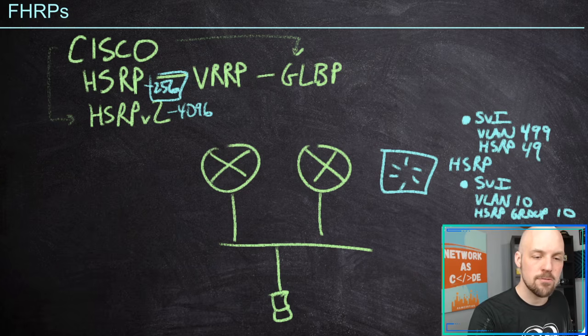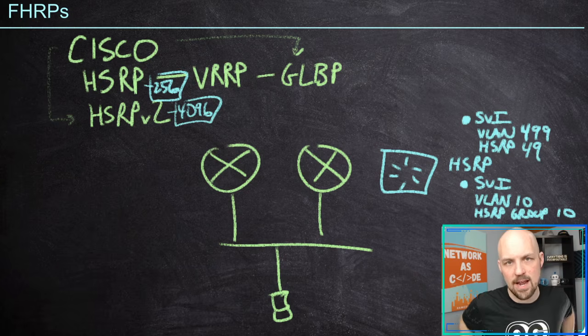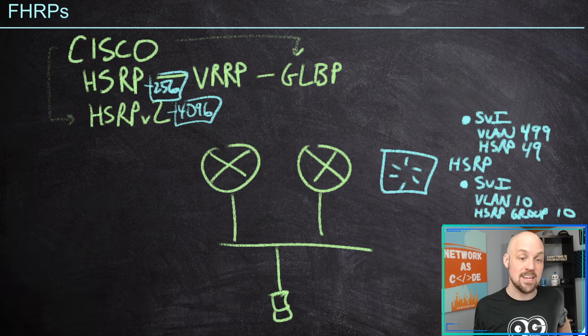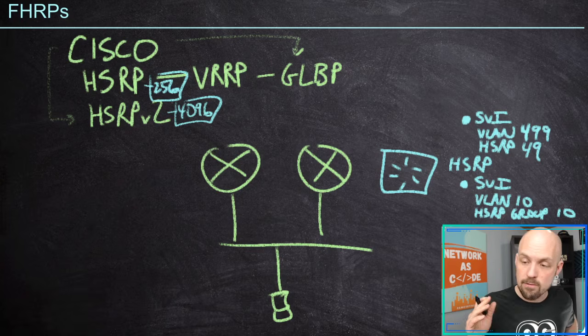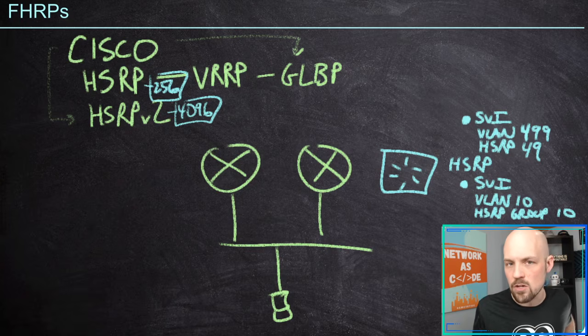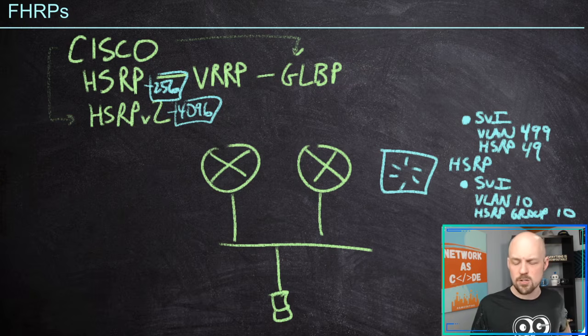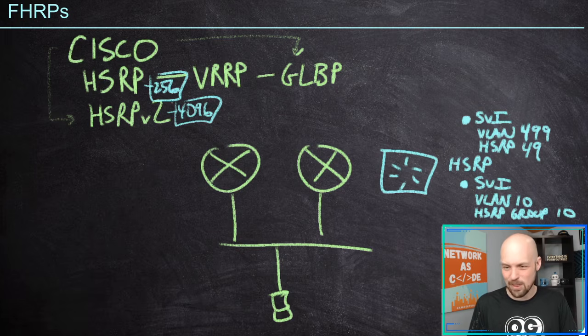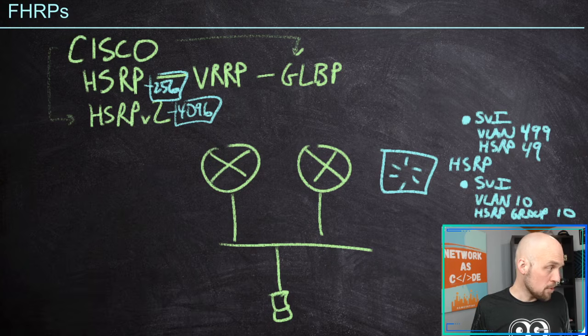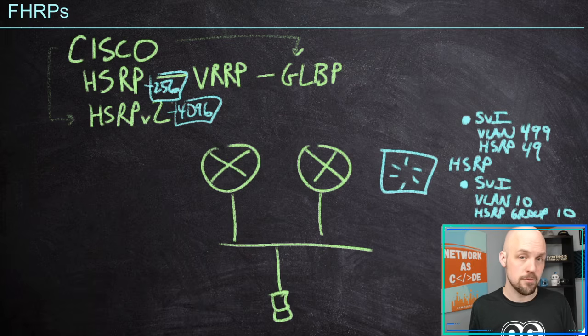This is why with HSRP version 2, Cisco gave us 4096. So we can match whatever VLAN ID, because guess how many VLAN IDs there are? 4096. So if we have VLAN 499, I can have HSRP group 499. If I have VLAN 3692, I can have HSRP group 3692. I don't even remember what I said, but you get the point. All right. So the number of groups is different between HSRP version 1 and HSRP version 2, and for the ENCOR exam, I would remember that.